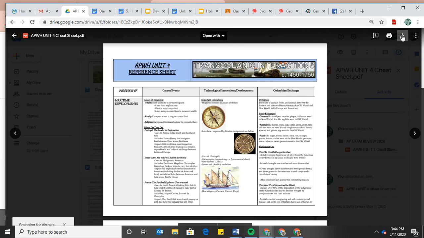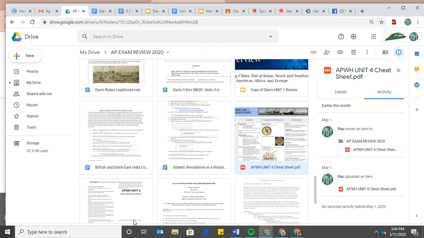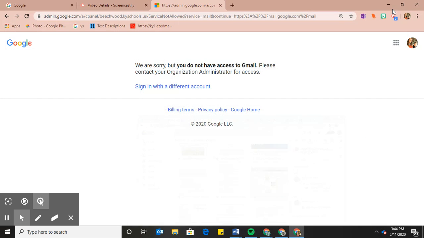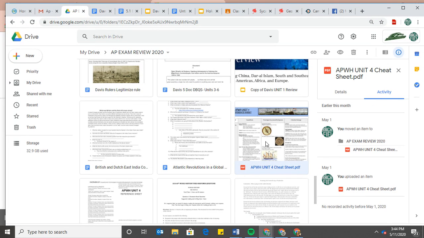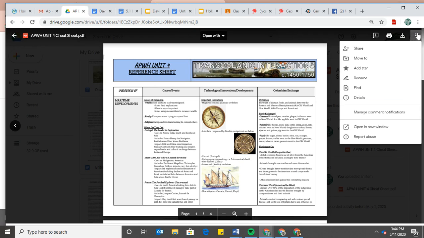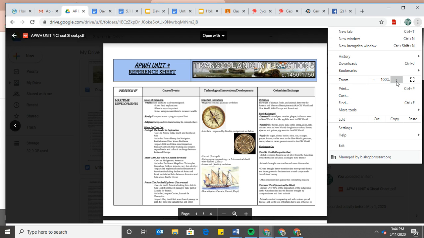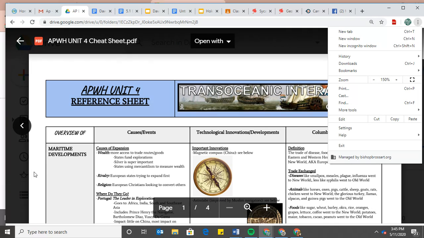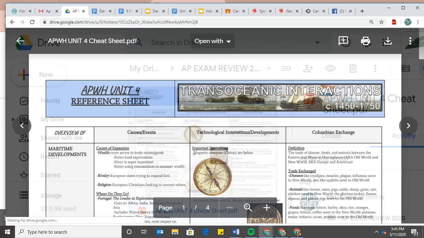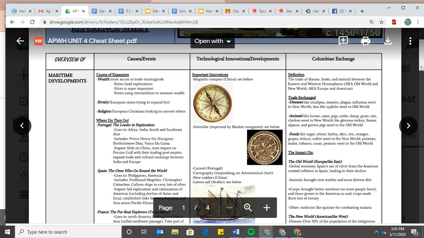When you get your DBQ, it's not going to tell you that we are talking about Unit 4. Let's just assume that you know when the essay is about maritime empires or the Age of Exploration, etc. Sorry, I'm just struggling with this a little bit. Okay. So now, if I were you, I would have this stuff printed off. Unfortunately, we're not at school.